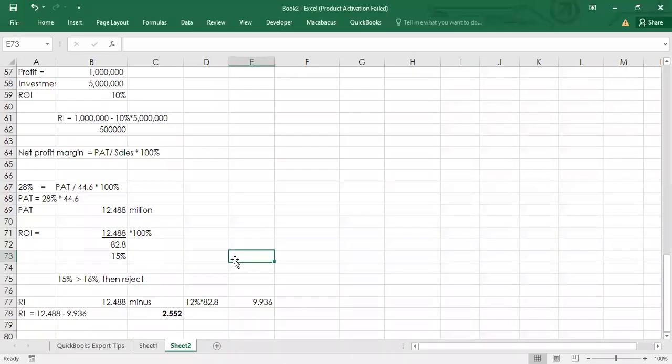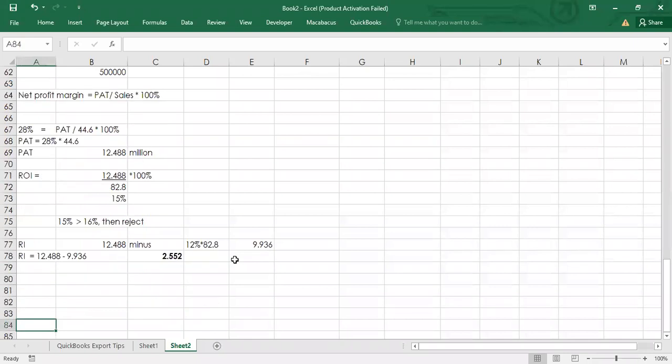All right, so guys, that's how we deal with return on investment and residual income. Try to read, like I already said, the benefits and the shortfalls, or the limitations.